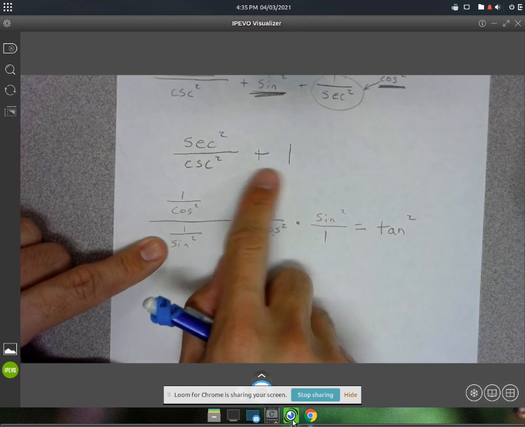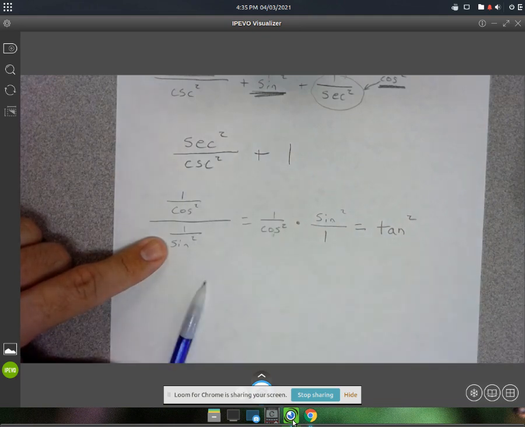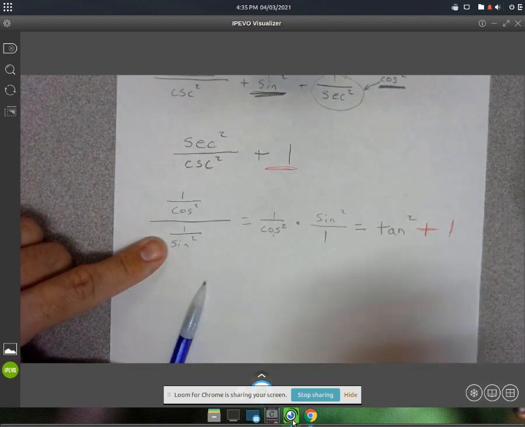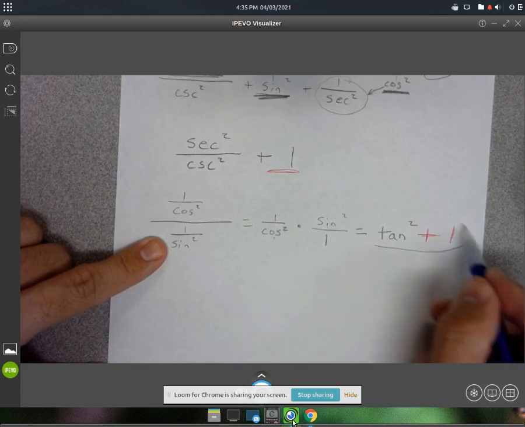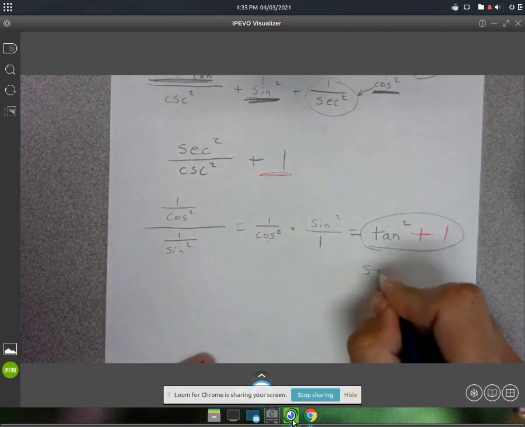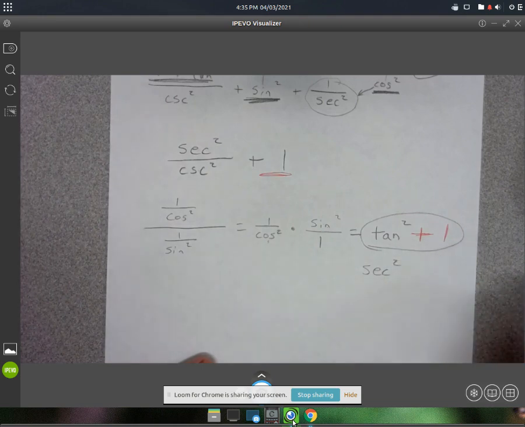But then I had this extra 1 hanging out. So this 1 right here goes right there. All right, so tan squared plus 1. And then the last thing was that tan squared plus 1 is equal to secant squared.